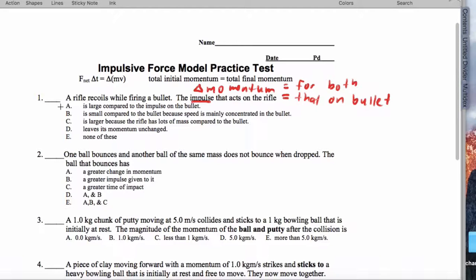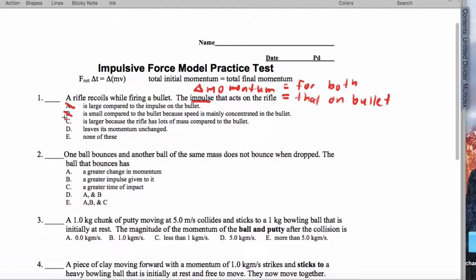The impulse is not large or small. These are trick answers based on, I'm going to be honest, the practice test I gave you, and I know that the recoil velocity of the rifle is small because of its mass, but we're not asking about recoil velocity anymore. We're asking about impulse. And by Newton's third law, those two things should be equal.